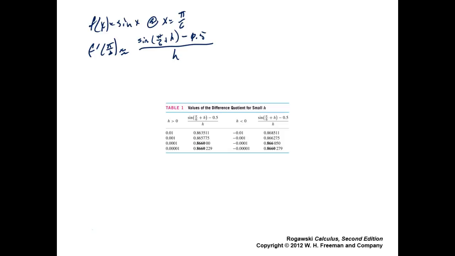And then just pick some small h's. They start with 0.01. If you put that in, on your calculator you have to do what pi/6 is: pi divided by 6 plus 0.01. Pi divided by 6 is going to be something a little bit greater than 1/2. Then do plus 0.01 and plug that in. Subtract 0.5 from it. Divide by 0.01. And they came up with 0.863511.